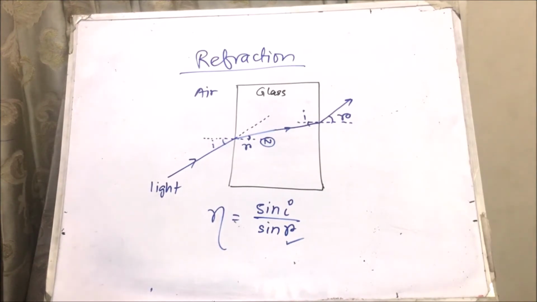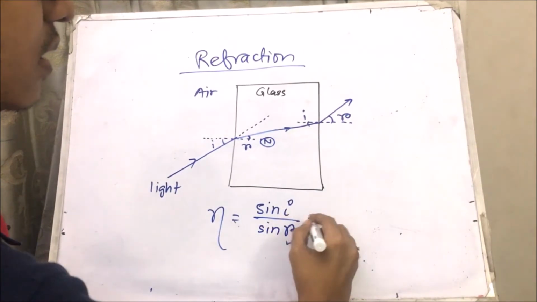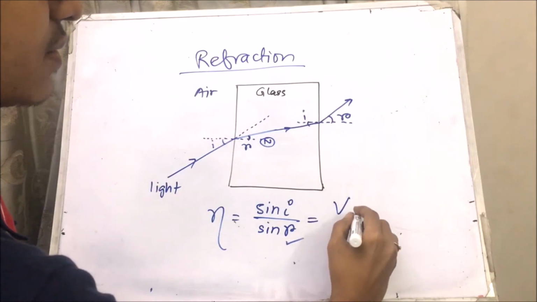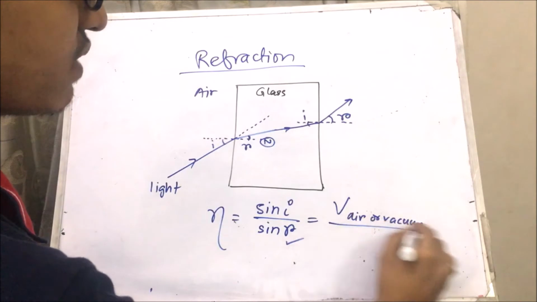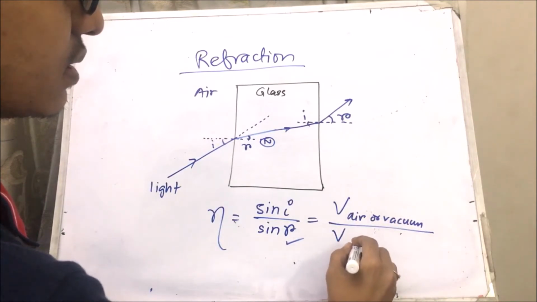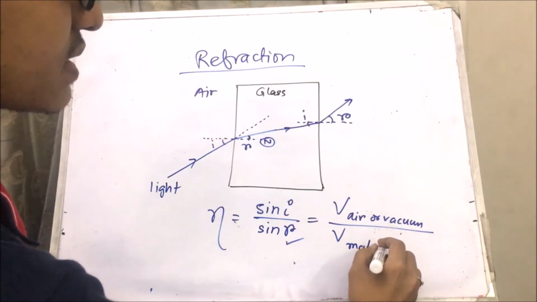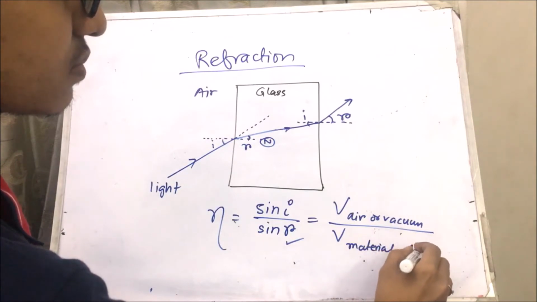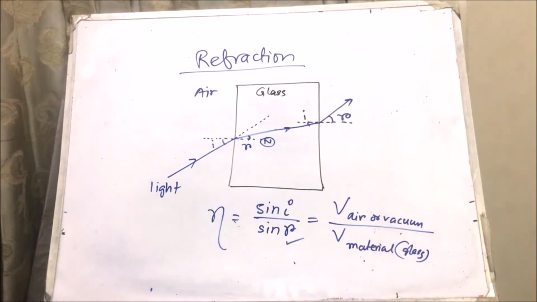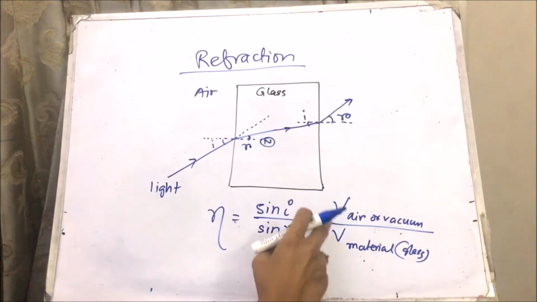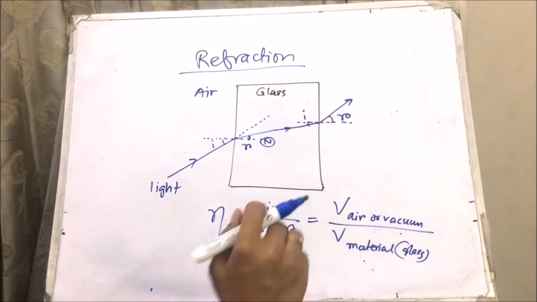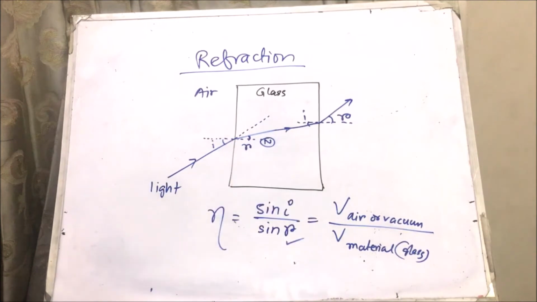There is another formula of the refractive index, that is the speed of light in air or vacuum divided by the speed of light in a material, in this case glass. This could be glass or anything, or diamond. So the refractive index could be sin I by sin R, and another formula is the speed of light in air divided by the speed of light in the material, for example glass.